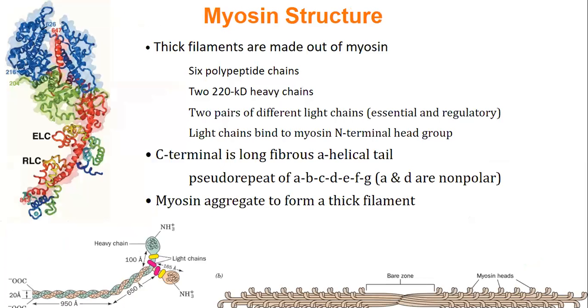Head is globular, tails are fibrous. Yep. So blue and green are globular, more or less. And the red is fibrous. Yep.